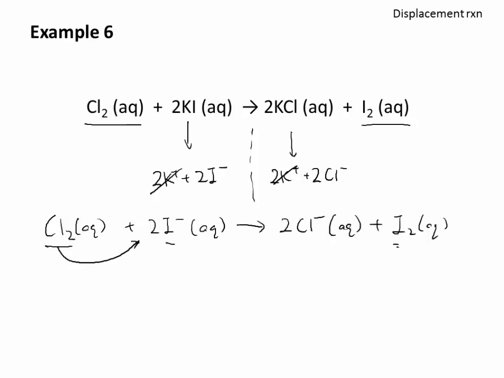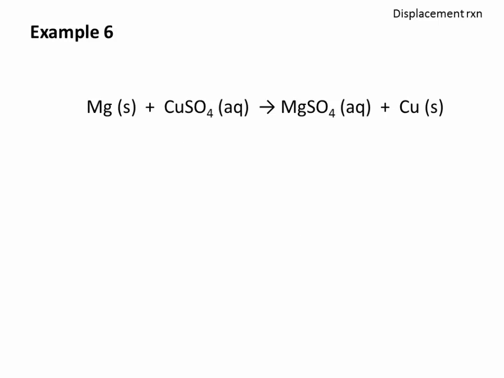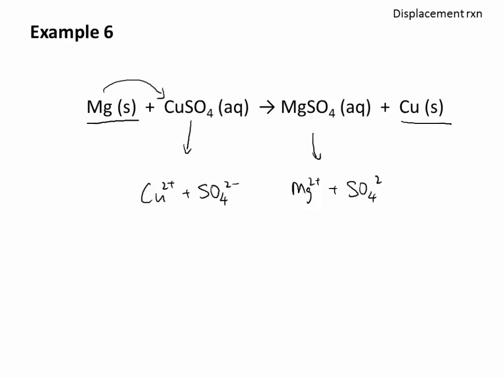Let's look at an example. Metals also can undergo displacement reaction. A more reactive metal can displace a less reactive metal from solution. So the elements are left alone. The aqueous compounds are broken down: copper 2 sulfate is copper 2 ion and sulfate ion. Magnesium sulfate is magnesium ion and sulfate ion. You realize that now it's the sulfate that has not taken part in the reaction, so cancel it out.